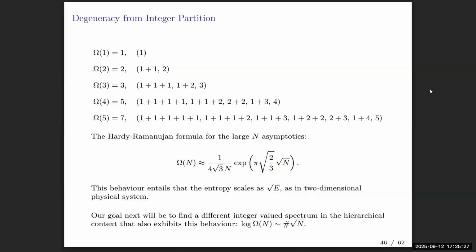So ultimately, our goal now for this last part of the talk is to see if we can find, from the hierarchical context, if we can reproduce this behavior. So if we can get some deformed integer partitions that have Hardy-Ramanujan type behavior, that's going to be our goal.